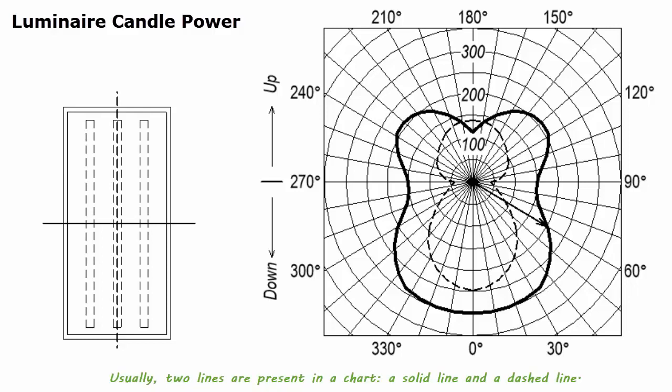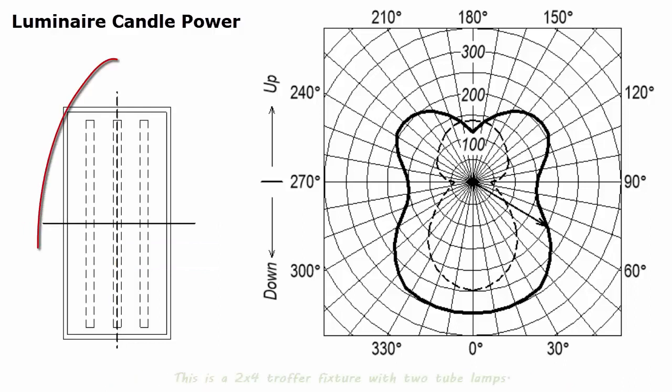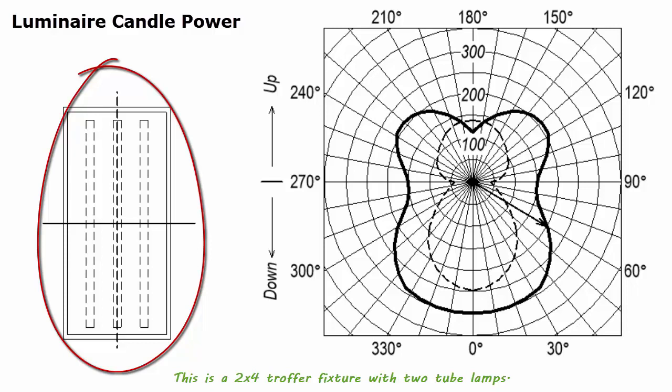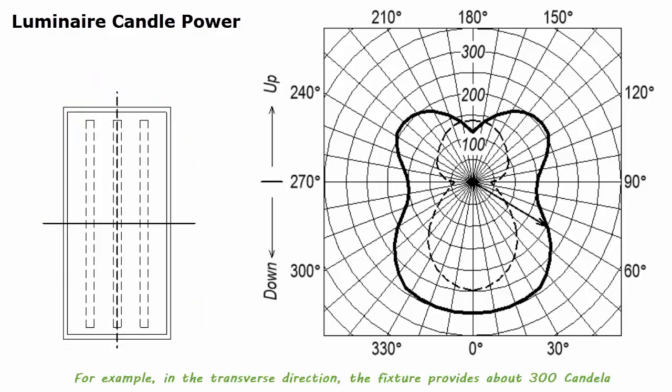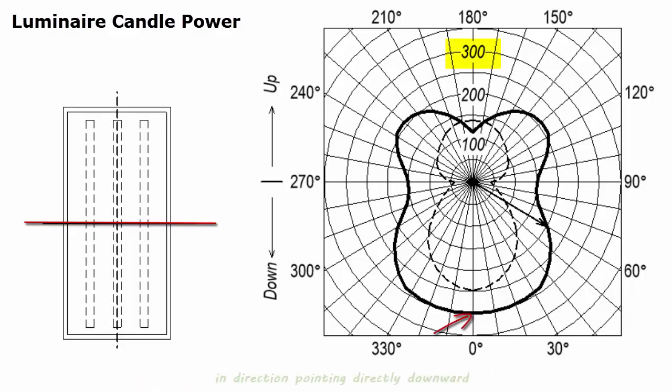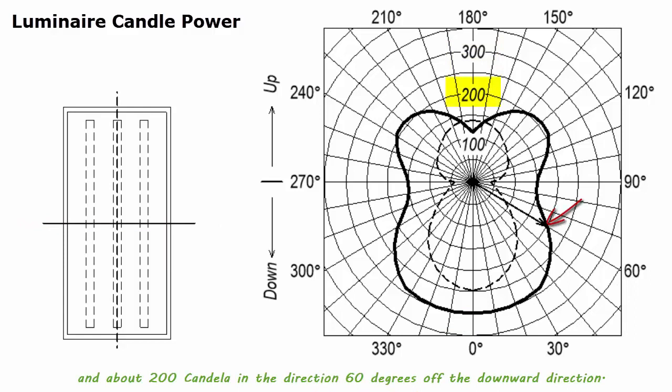Usually, two lines are present in the chart, a solid line and a dashed line. These lines indicate the light distribution and intensity from two orientations through the center of the light fixture, the transverse and axial planes of the luminaire. This is a 2x4 fixture with two tube lamps. For example, in the transverse direction, the fixture provides about 300 candela in the direction pointing directly downward, and about 200 candela in the direction 60 degrees off the downward direction.